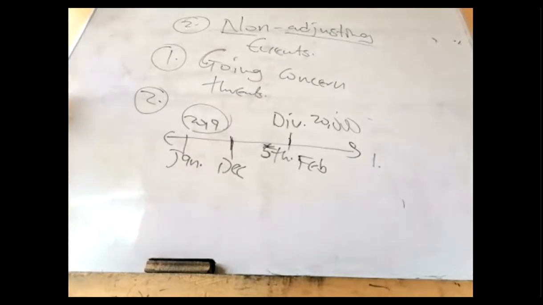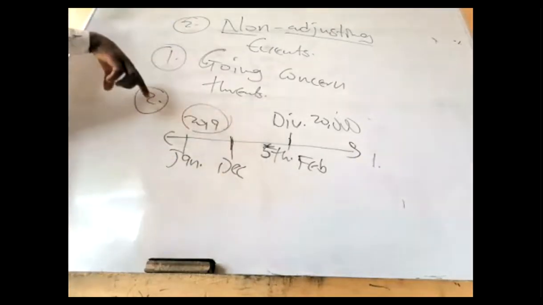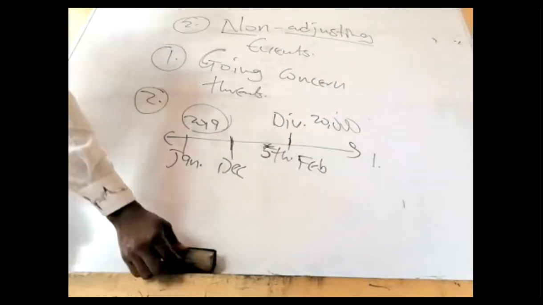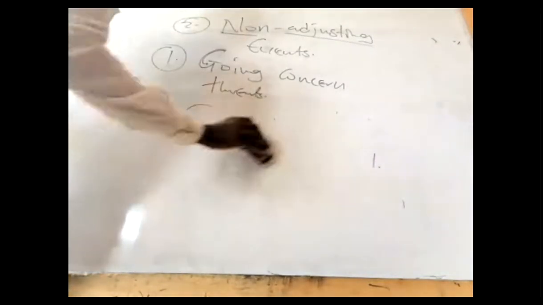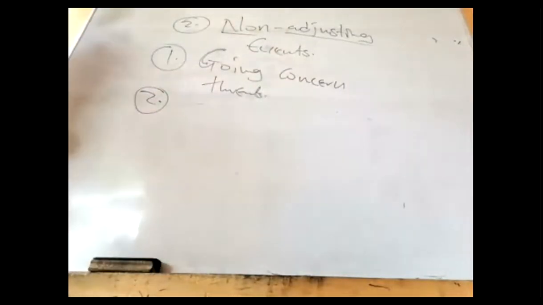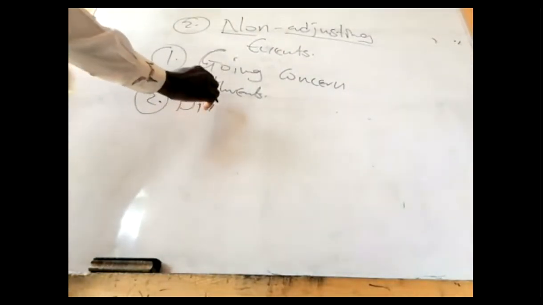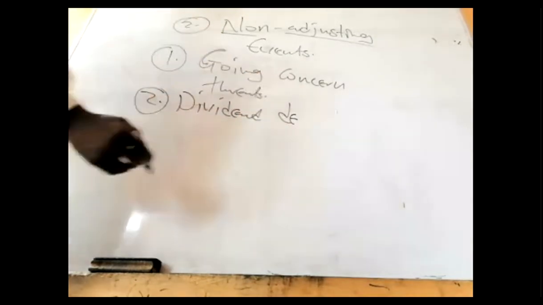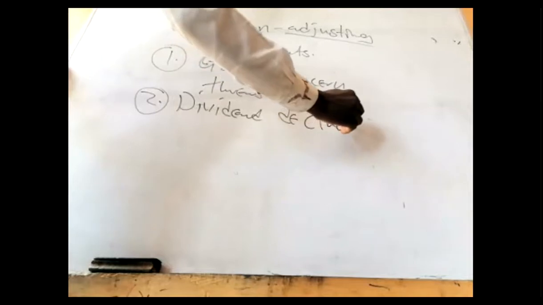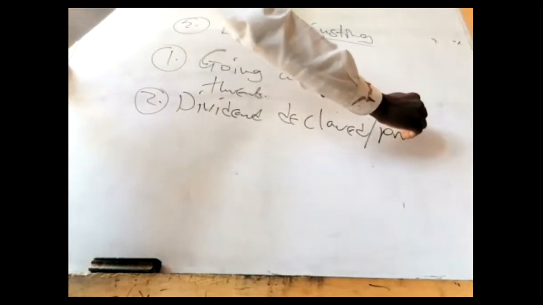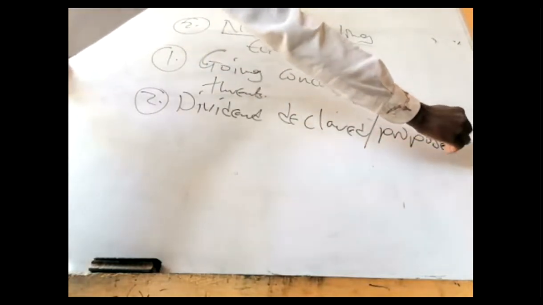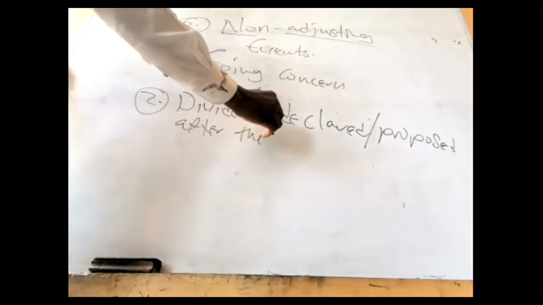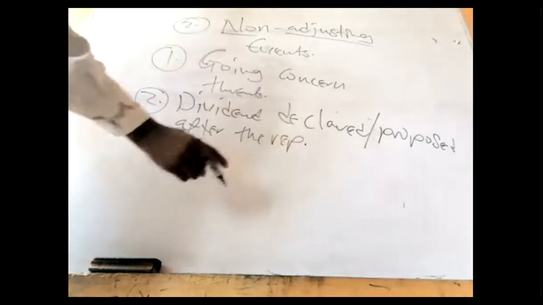Dividend is a matter of what? Policy. Good. Because of this, examiners like this example, and I also like it. So we see: dividend declared or proposed after the reporting period.